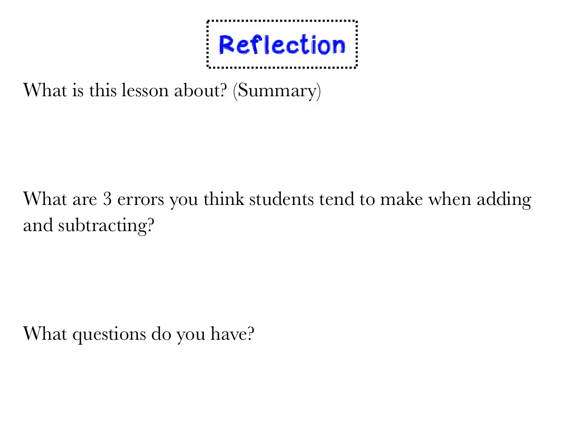All right, we're going to do more examples in class, but for right now, that just gets you the gist of multiplying and dividing rational expressions. So I'd like you to write a summary. So what is this lesson about? What are 3 errors you think students tend to make when adding or subtracting? And then what questions do you have still?